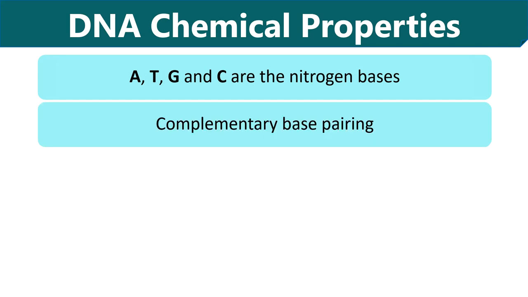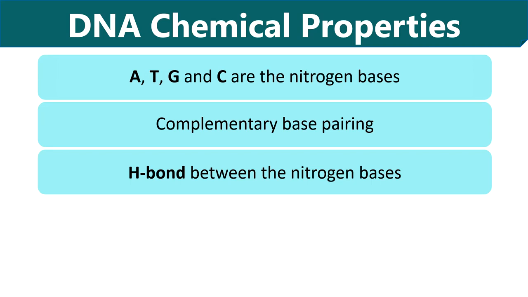DNA follows a complementary base pairing rule and also obeys Chargaff's rule. In DNA, there is complementary base pairing between the purine bases A and G with the pyrimidine bases T and C respectively. And according to Chargaff's rule, the base composition of A plus T is not equal to the G plus C content, but the sum of purines, that means adenine and guanine, is equal to the number of pyrimidines, that means thymine and cytosine.